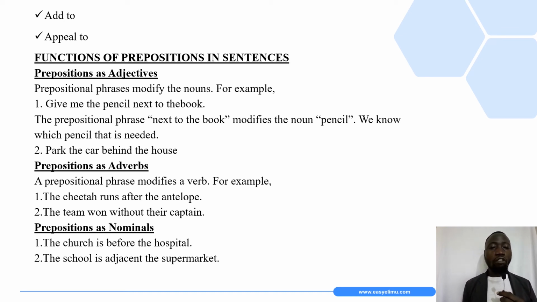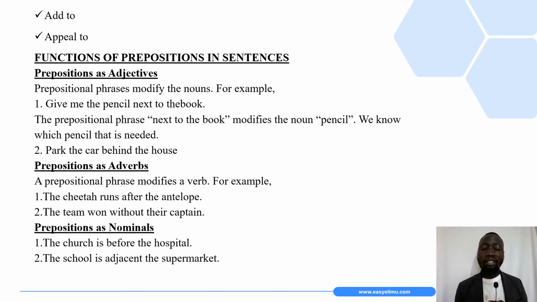So prepositional phrases modify nouns. Remember, when we use the word modify, it means that they tell us more, or they provide us with more information about the nouns. For example, give me the pencil next to the book. So in this sentence, the prepositional phrase that we have is next to the book.